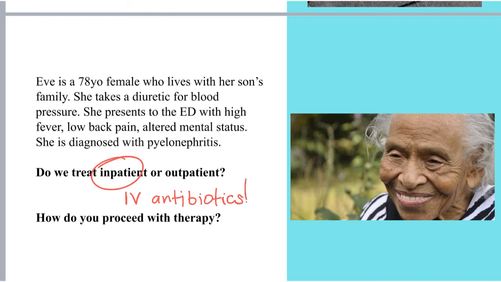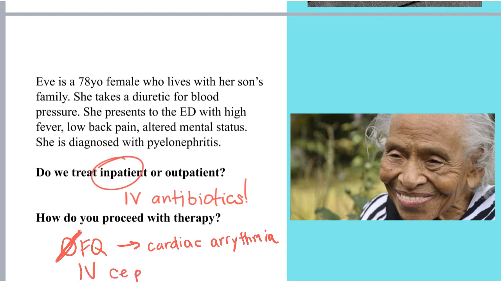I don't think fluoroquinolones are the best option for this patient. She's elderly, and as patients get more aged, they tend to have more risk of cardiac arrhythmias. We know the fluoroquinolones are ones that put patients at risk for cardiac abnormalities, so I would avoid the fluoroquinolones in general with her. Probably an IV cephalosporin for several days is indicated for Eve.